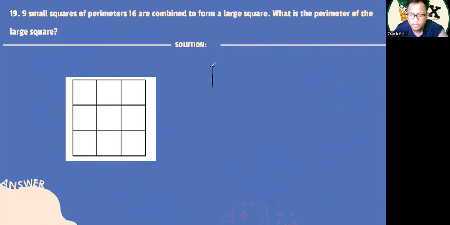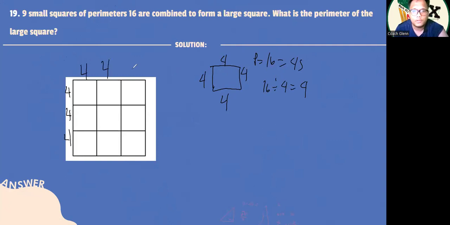Okay, let's try to draw the small square first. If the perimeter is equal to 16, then that's equal to 4s. Now to get the value of the side, we just need 16 divided by 4, which is equal to 4. So that means each side should be equal to 4. Now to the bigger square, let's try to label it now. So this one's 4. This one would be also 4, and then this one would be 4. This one is also 4, this one is also 4, and this one is also 4. This one is 4, 4, 4, and then 4, 4, 4.